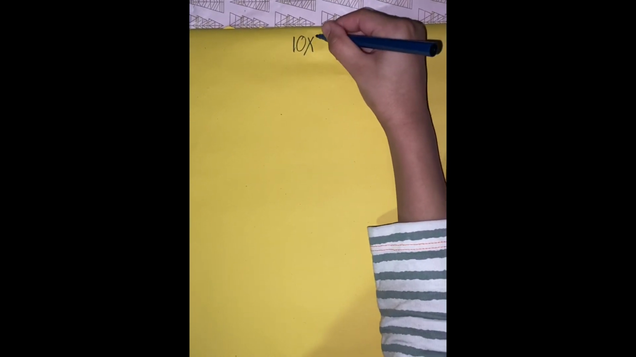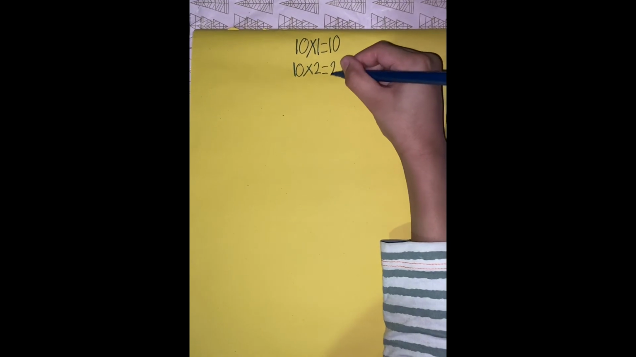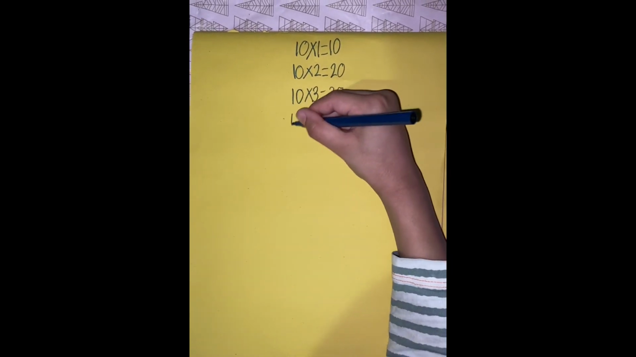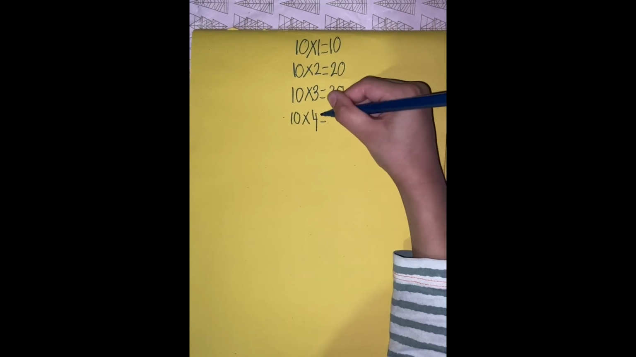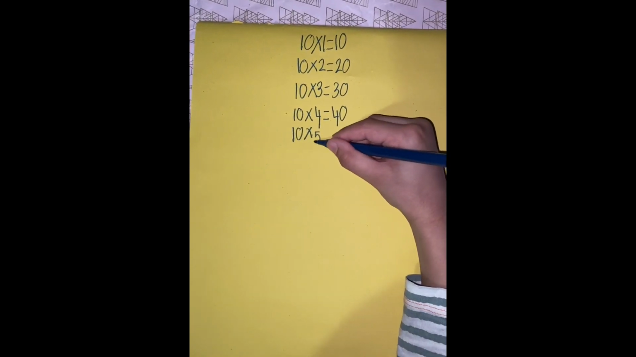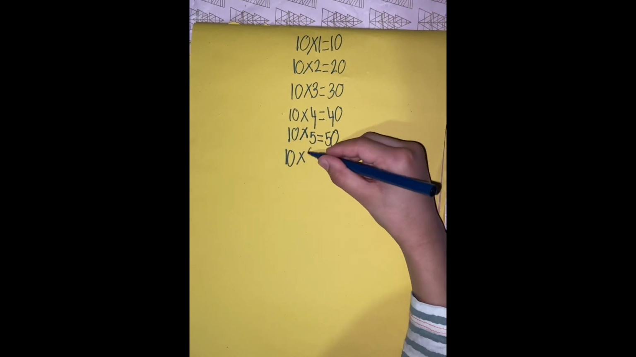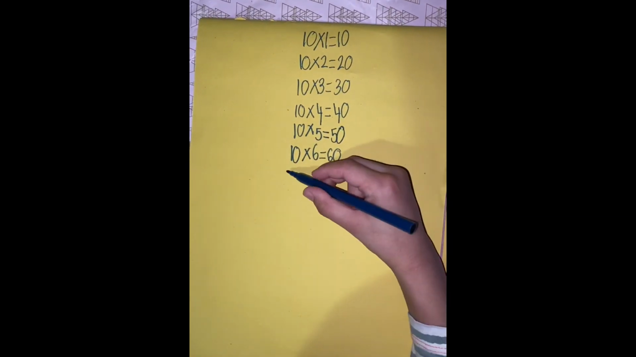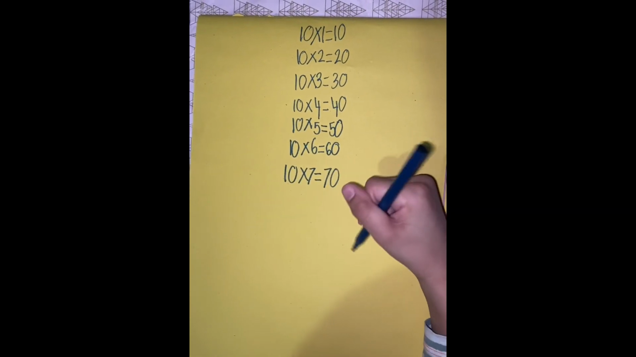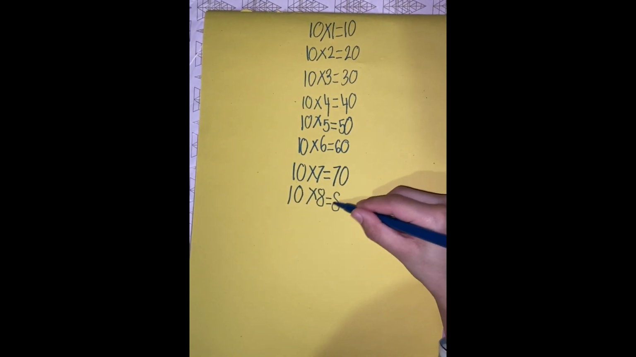10 times 1 equals 10. 10 times 2 equals 20. 10 times 3 equals 30. 10 times 4 equals 40. 10 times 5 equals 50. 10 times 6 equals 60. 10 times 7 equals 70. 10 times 8 equals 80.